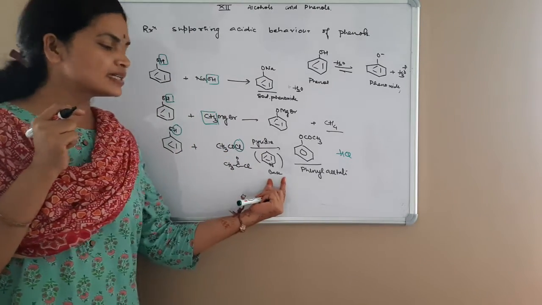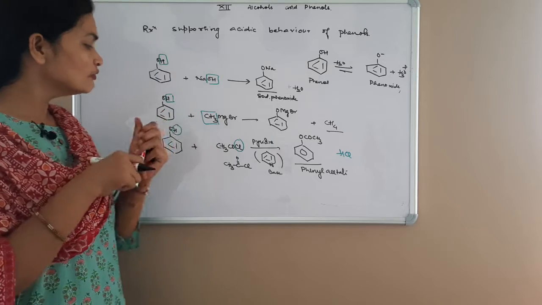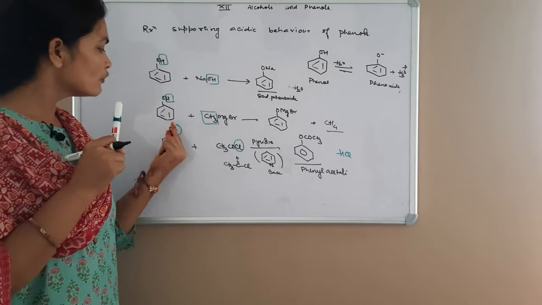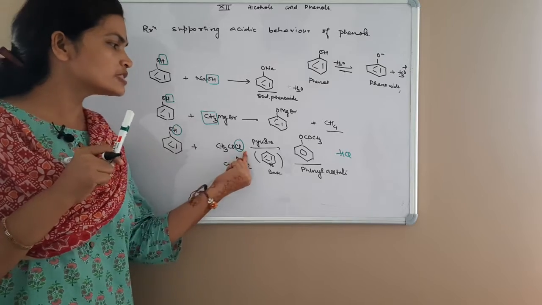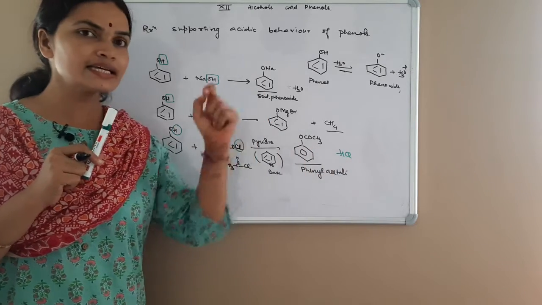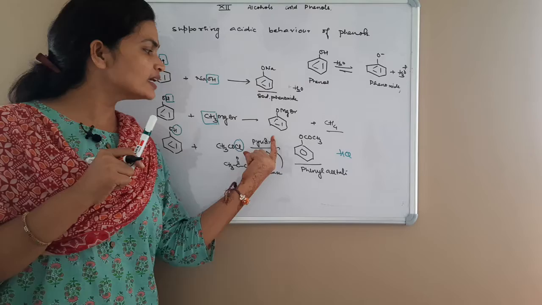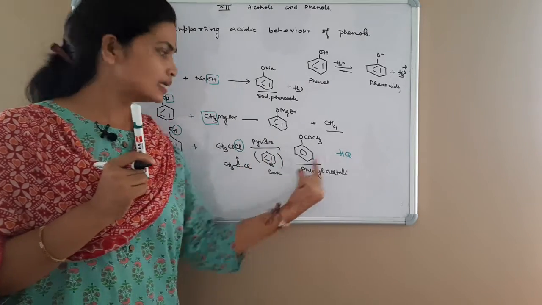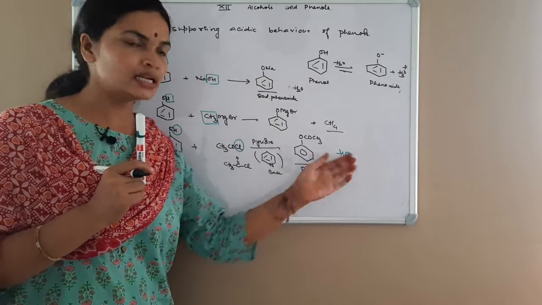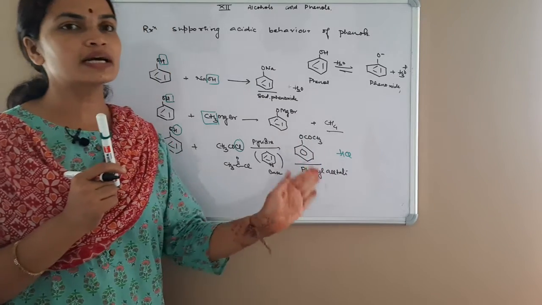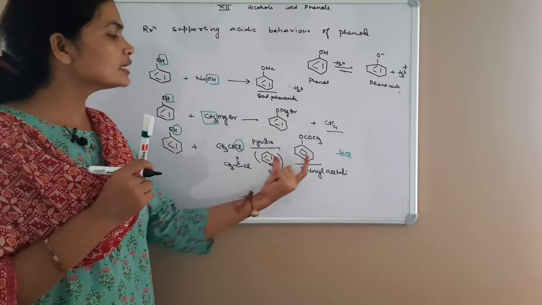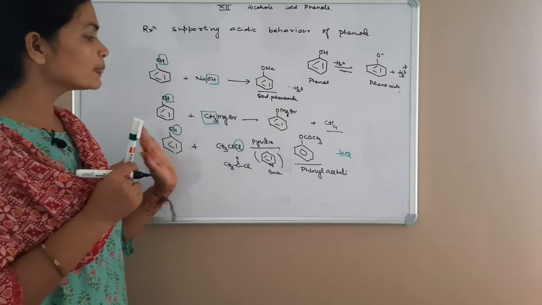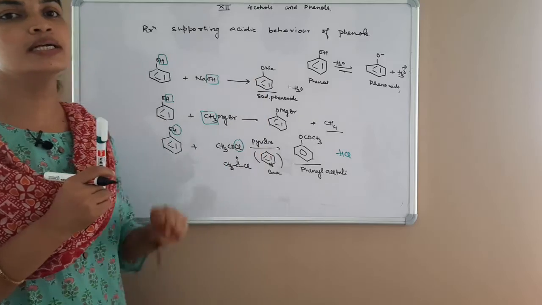Pyridine is acting as a base, right? We know that phenol is a weak acid. So when it liberates H positive, obviously it will form HCl. HCl is an acid. So what does this base, pyridine, do? Pyridine combines with HCl, and the concentration on the product side decreases. If the concentration of the product side decreases, then according to Le Chatelier's principle, the reaction goes in the forward direction.